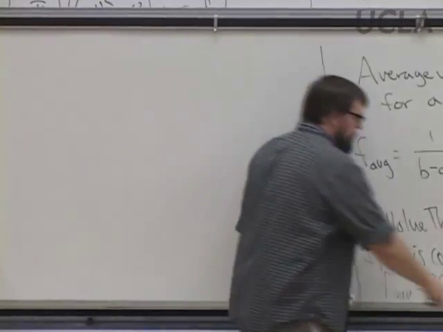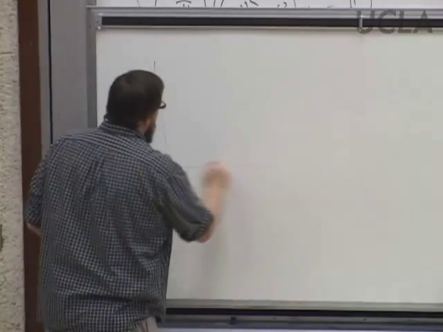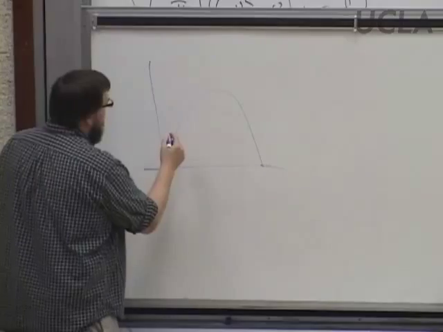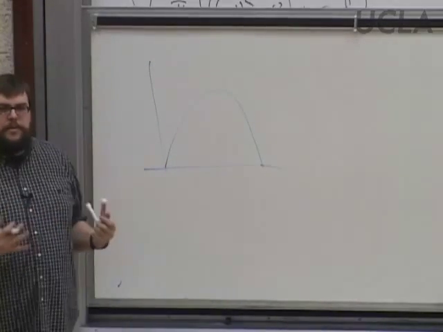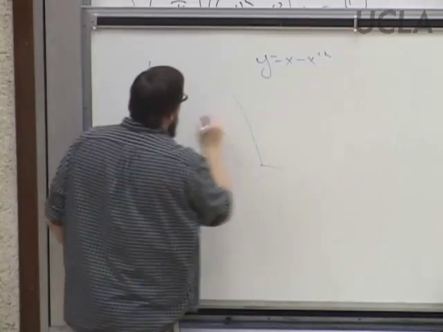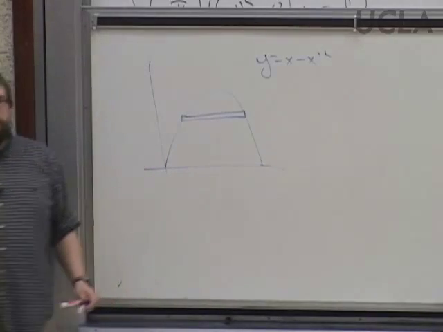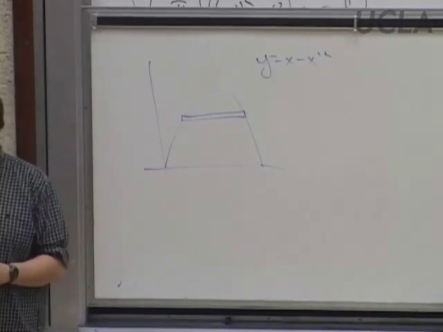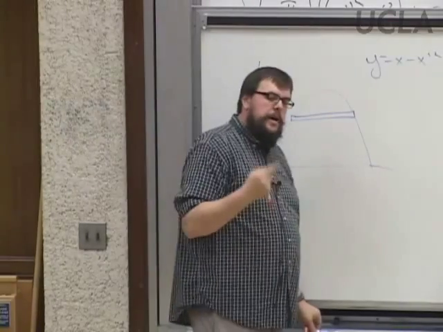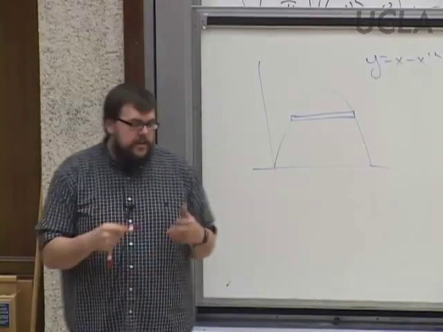So what can I do differently? Well, I start with my region, and I think about what I was doing before. Previously, if I were trying to use the washer method with this problem, I would be thinking of taking a small little rectangle and spinning it around. I'd be integrating with respect to y. Well, that's just one way to split up a volume. If I'm looking for a volume, I can figure out a different way to split it.